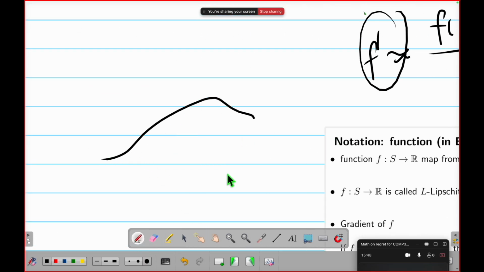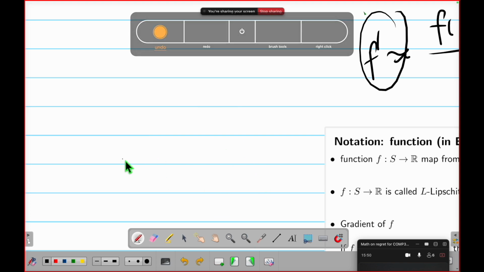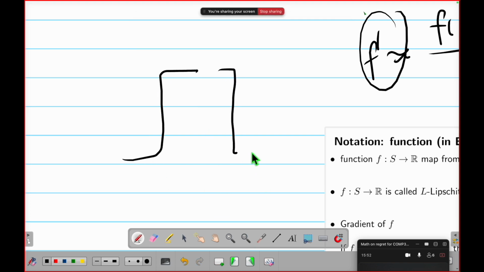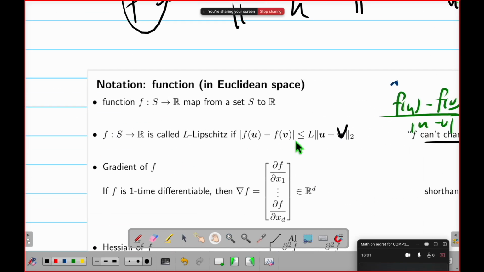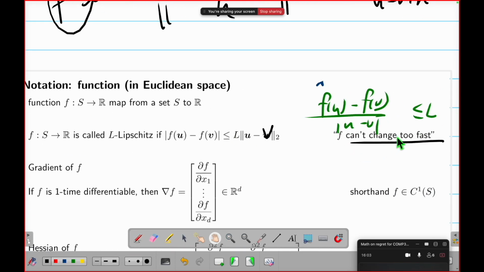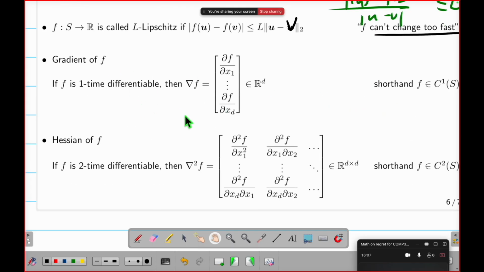You have a function, this is a function, right? If the derivative is too big, it is like you have this thing or you have this thing, right? You have 90 degrees. What does 90 degrees mean? You suddenly jump value, a super fast change. So if I have this Lipschitz condition, it basically means you cannot have super fast change. This is the intuition.